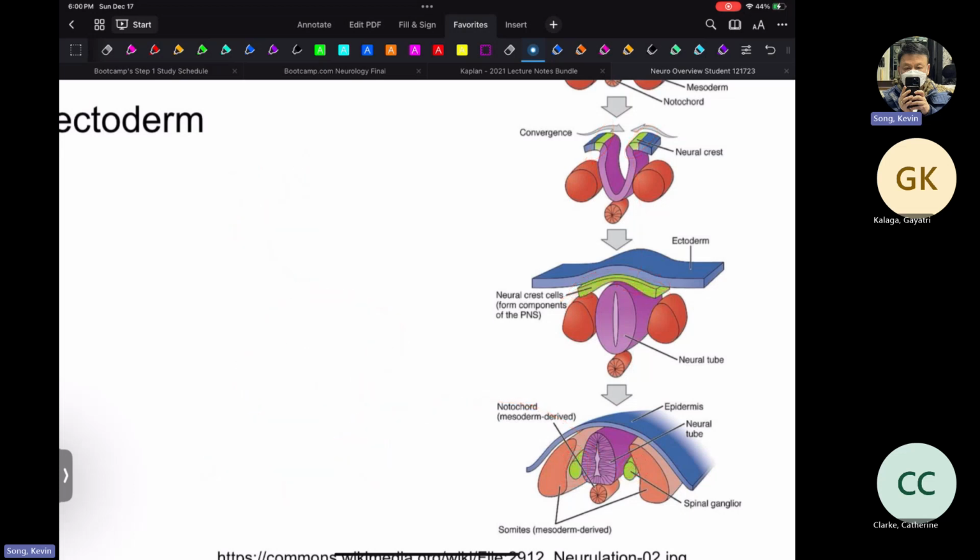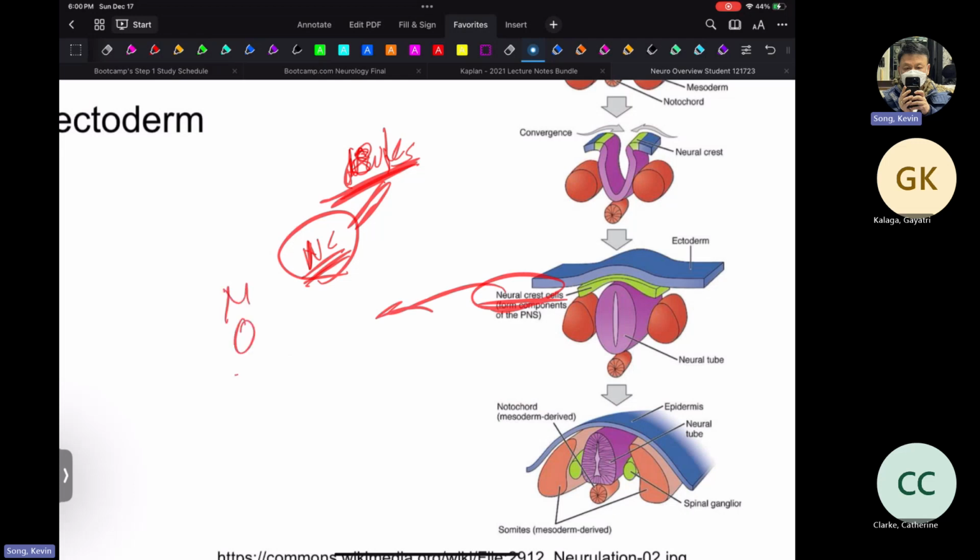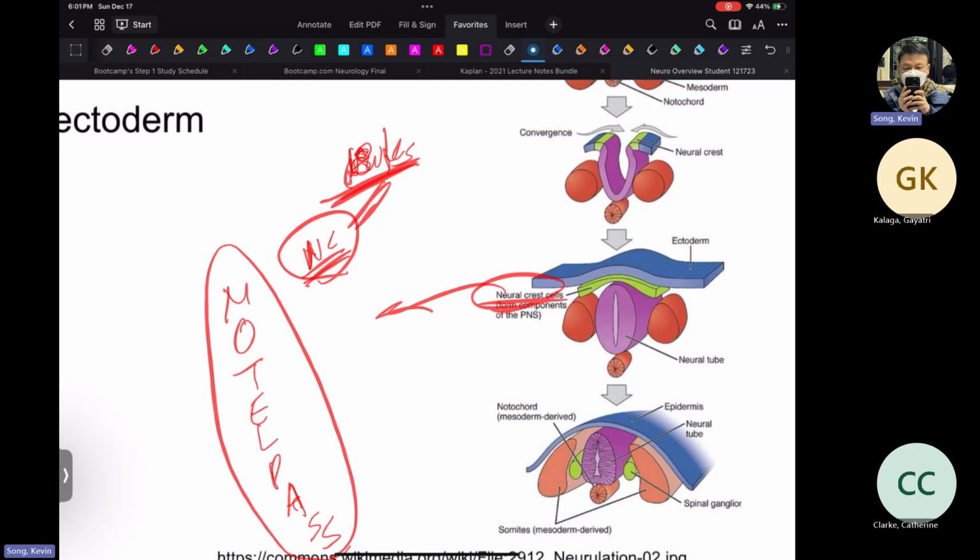So 18 days is the beginning of our life in real life, and the neural crest forms from this time. The easy way to remember the neural crest derivatives is a mnemonic, a motel path. You can just look up the mnemonic on the internet.